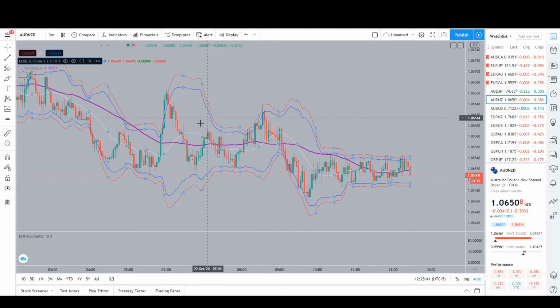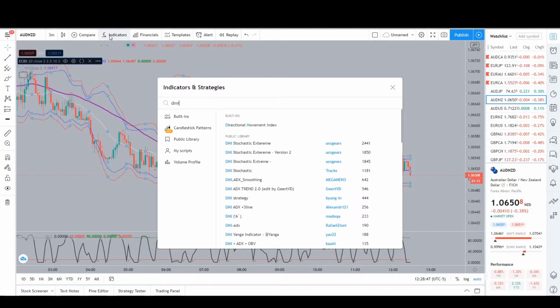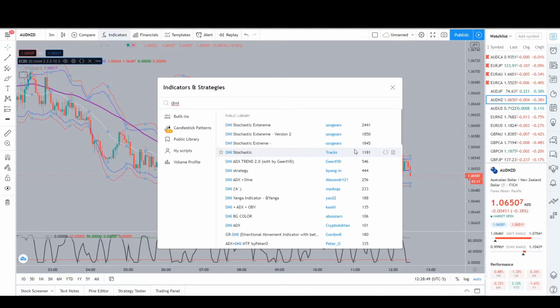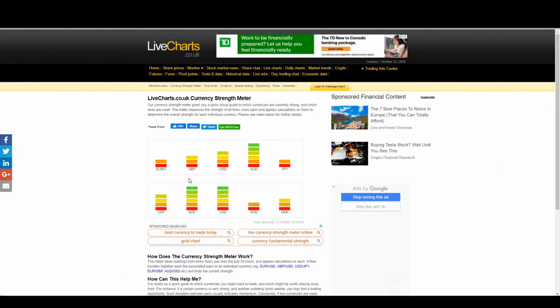The last indicator that I recommend you use is called DMI stochastic. If you go into indicators and type in DMI stochastic, it's right here, just under tracks. So these are the three indicators that you're going to need, as well as your external website, currency strength meter.